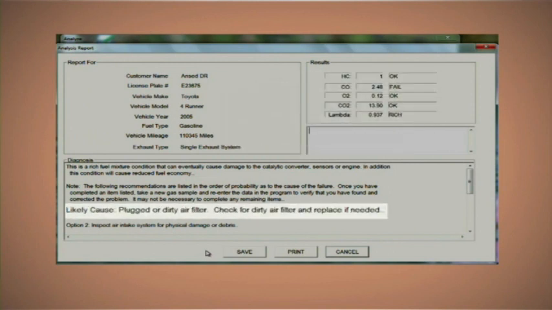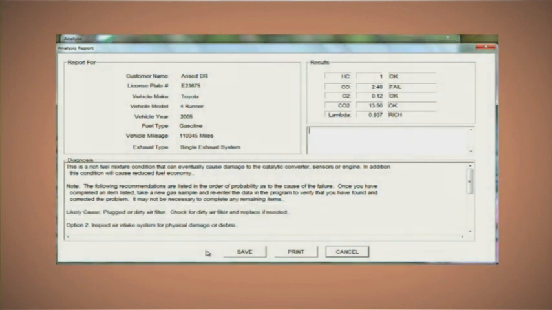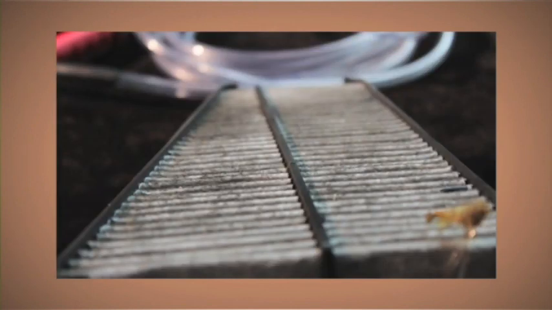The most likely cause with the problem with this vehicle is a plugged air filter. So the first thing we did was check the air filter in this vehicle, and by obvious signs we see that the air filter is definitely plugged in this vehicle. We replaced the air filter and retested it. This shows you that the Ansed calculator is great for diagnosing the vehicle with gas analysis and lambda calculations.